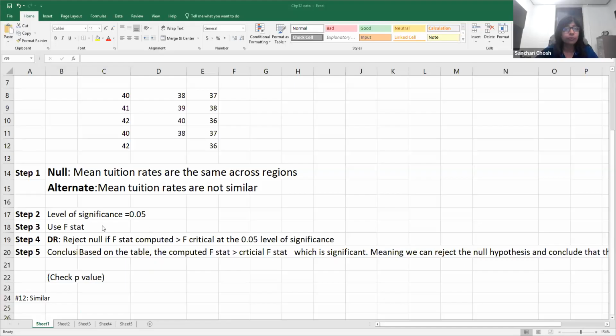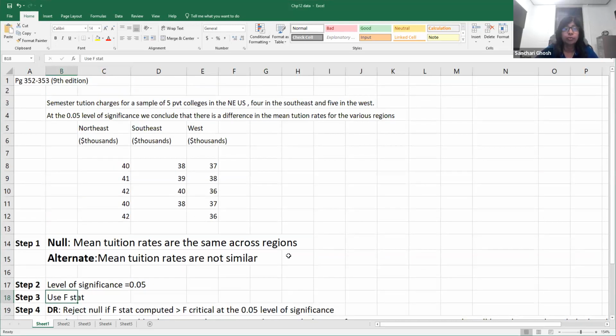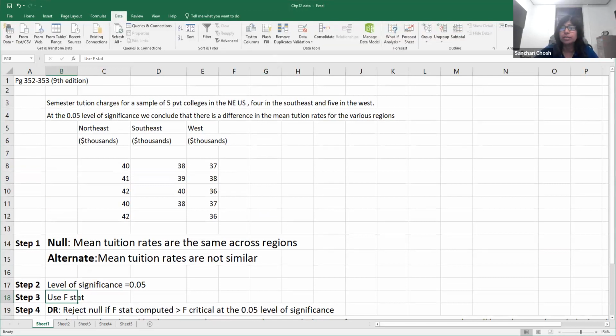Step 2, level of significance. Step 3, use F-stat, because we have 3 samples here. Reject the null if the computed F-stat is greater than F critical. So one way of getting both the computed and the critical, as I showed in some of the tables in the last video, is to just do it in Excel.